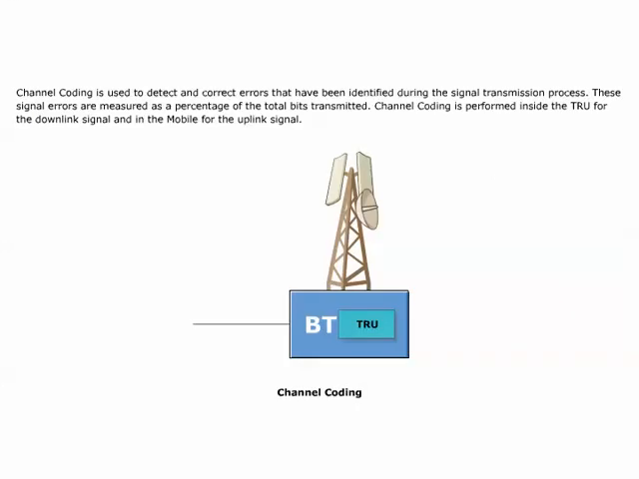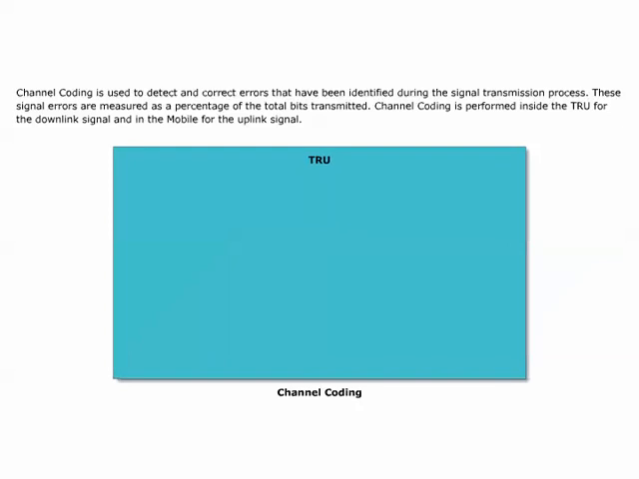Channel coding is used to detect and correct errors that have been identified during the signal transmission process. These signal errors are measured as a percentage of the total bits transmitted. Channel coding is performed inside the TRU for the downlink signal and in the mobile for the uplink signal. There are 2 types of channel coders used: block coders and convolutional coders.